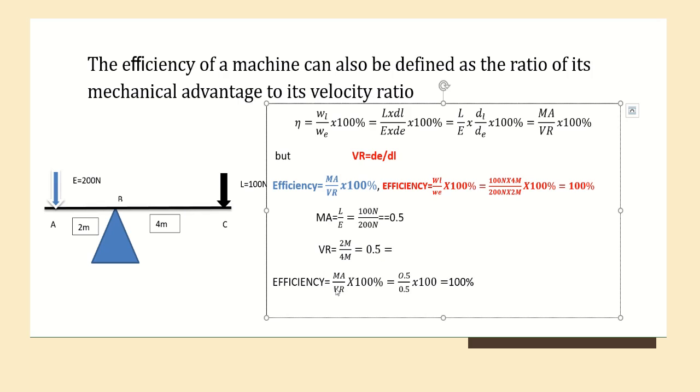Therefore, the efficiency will be equal to the mechanical advantage divided by the velocity ratio times 100%, which is 0.5 divided by 0.5, times 100%. You see that 0.5 divided by 0.5 gives you 1, so 1 times 100 gives you 100%. So that's how we calculate the efficiency of any machine.